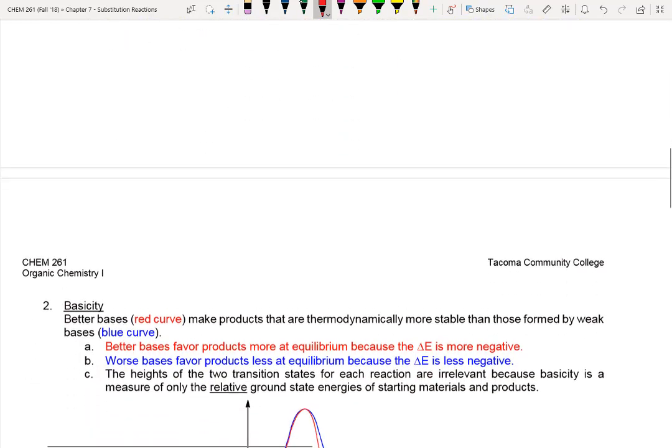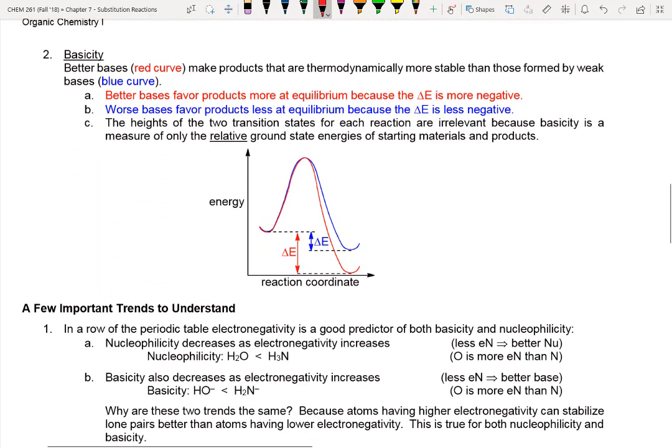All right. And then basicity. Basicity, like I was saying, we don't care about the activation energy. All we're looking at is that drop in Gibbs free energy. So in this case, the better base is shown in red because it has a bigger drop in Gibbs free energy, meaning it's forming more stable products in that reaction.